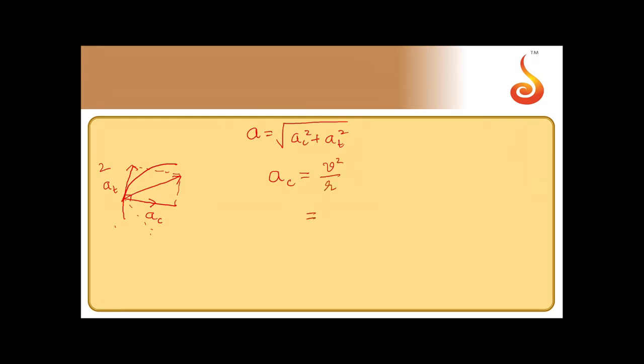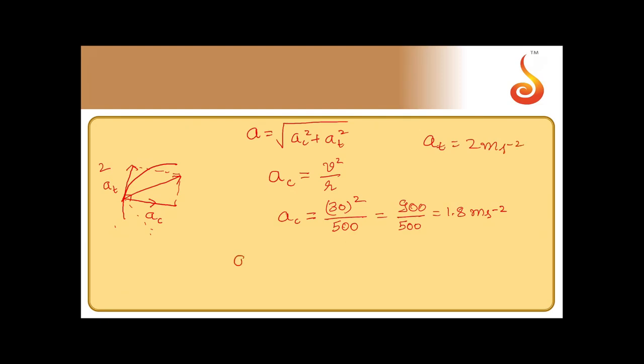So v is given, it is 30, square divided by r is 500. So that is equal to 900 divided by 500, that is 1.8 meter per second square. This is centripetal acceleration. At is what? 2 meter per second square.